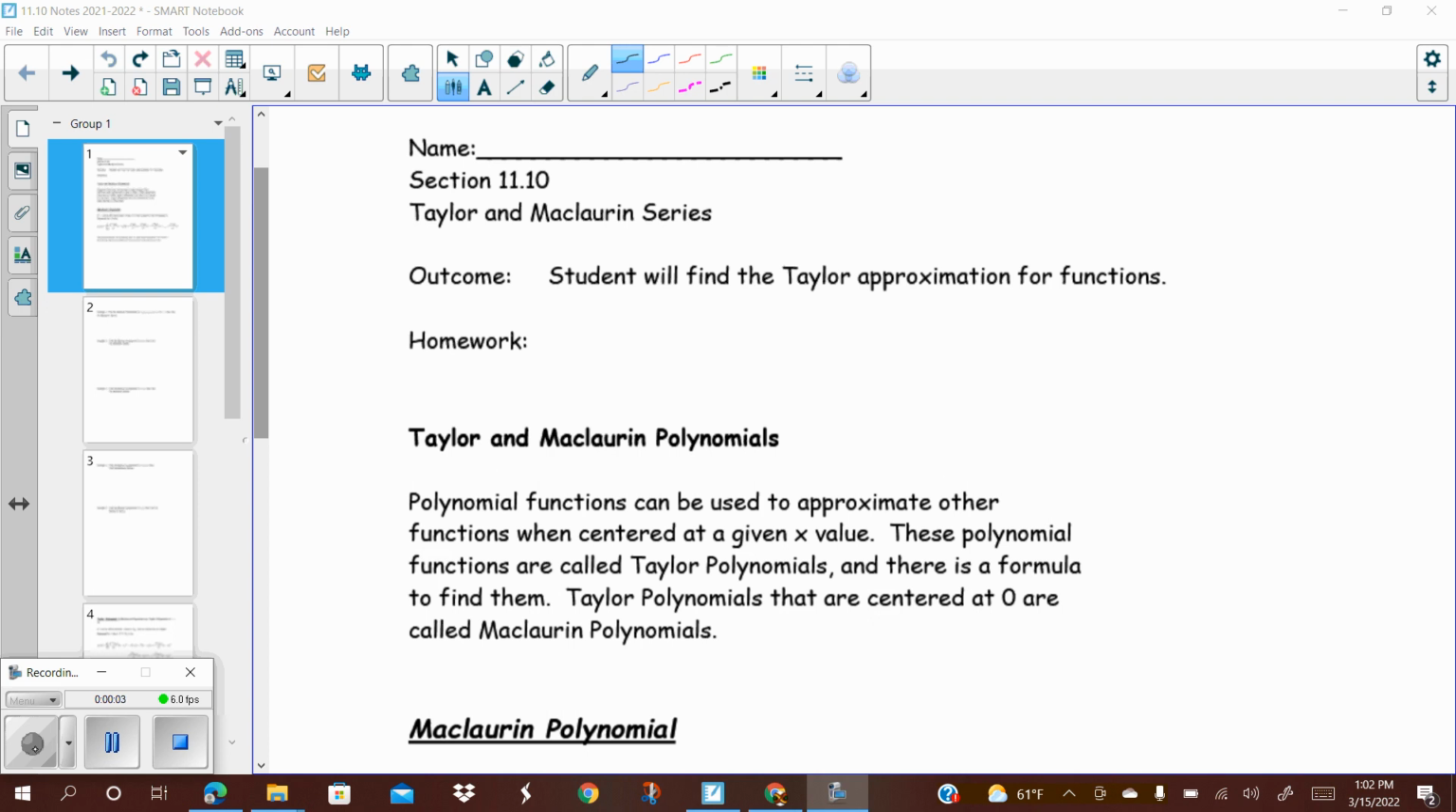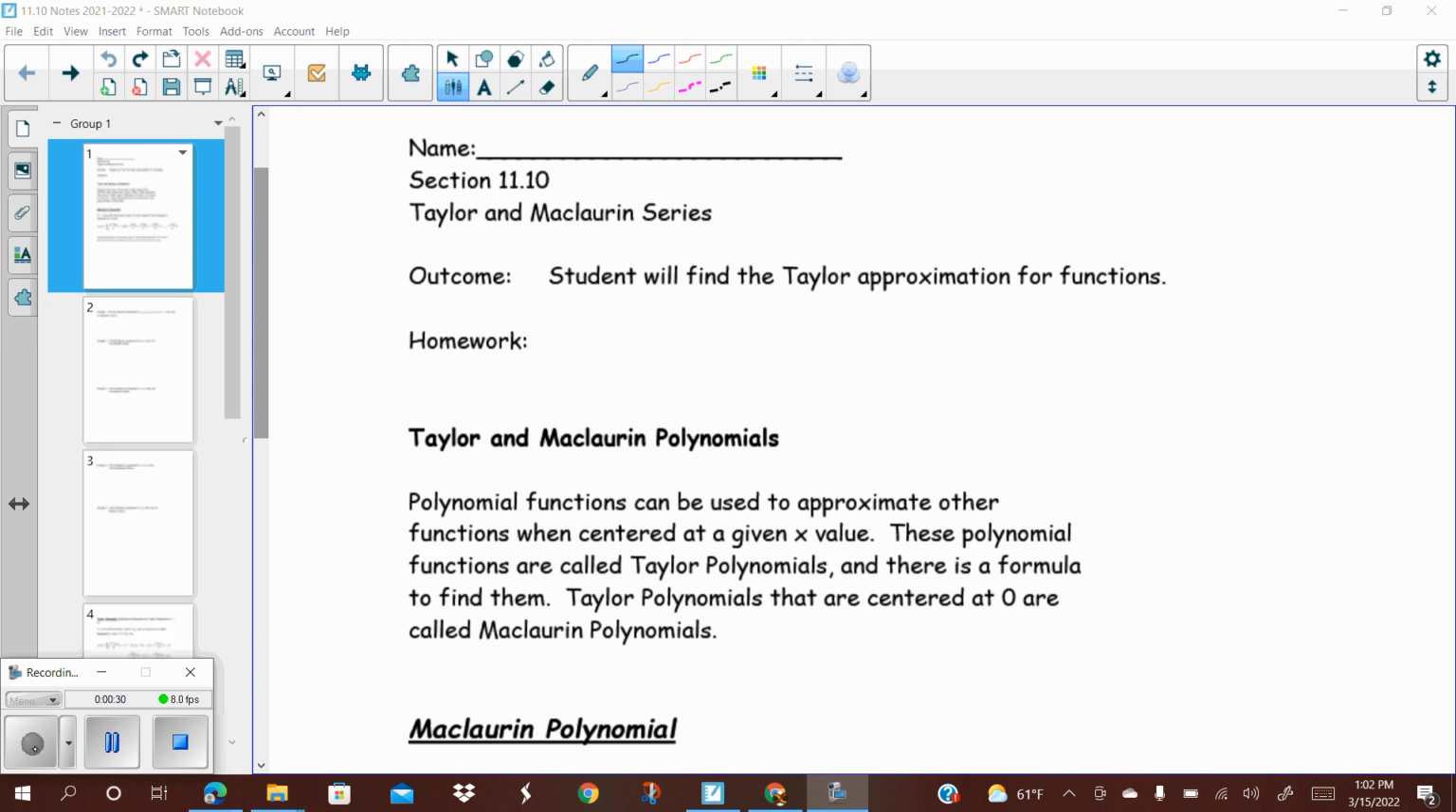All right, so now we are in section 11.10. We are going to be talking about Taylor and Maclaurin series, or Taylor and Maclaurin polynomials. This is definitely going to be a multiple video lesson. Some of these problems can take some time to go through, but it is important that we actually go through the process and how all this stuff is developed. So let's go ahead and get started.